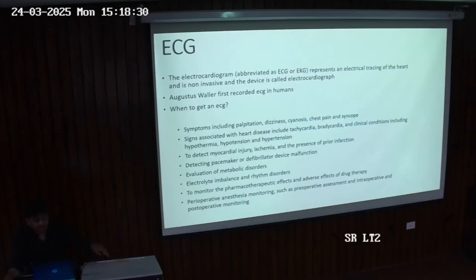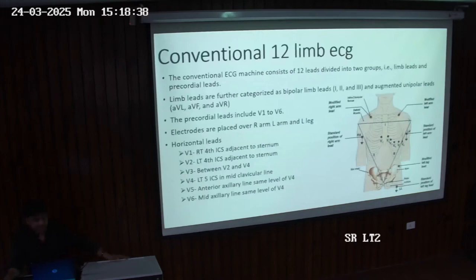To monitor the pharmacotherapeutic effect and adverse effects of drug therapy in the form of any arrhythmia. So ECG has multiple uses. There is the conventional 12-lead ECG. It consists of 12 leads divided into two groups: limb leads and precordial leads.